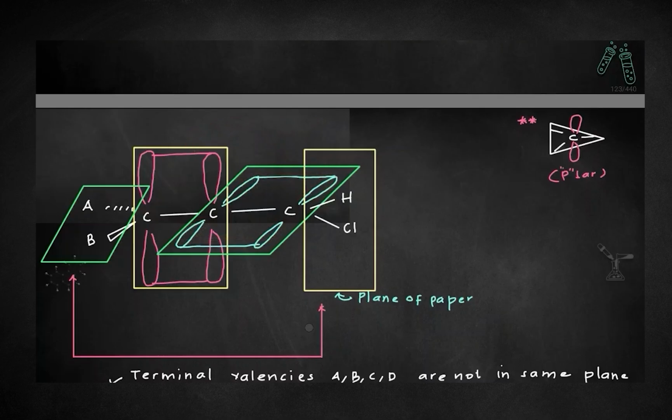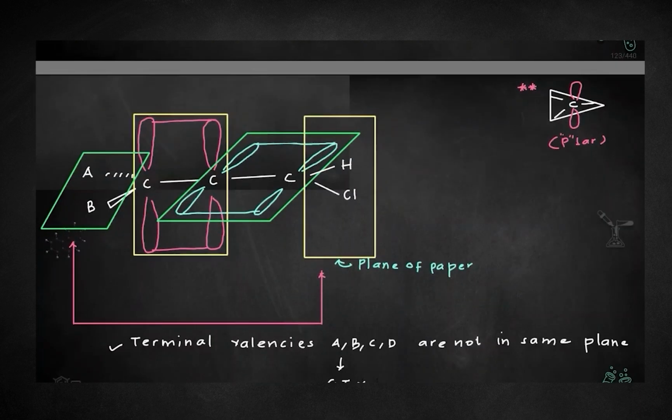Why is it so? The reason is that the central carbon is sp hybridized, having 2 p orbitals, one in the pz direction and one in the py direction, and they are perpendicular to each other. Because of this, the terminal carbon, this hydrogen and the chlorine, will be in the plane of paper, but on the other terminal carbon, the valencies A and B are perpendicular to the plane of paper.